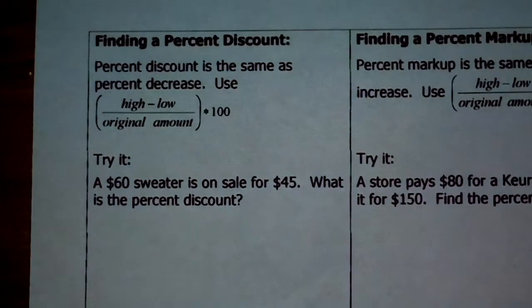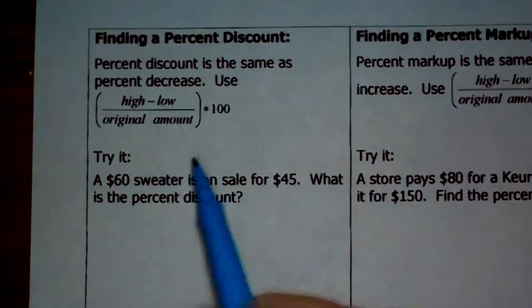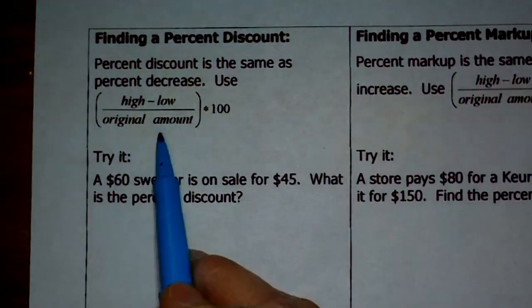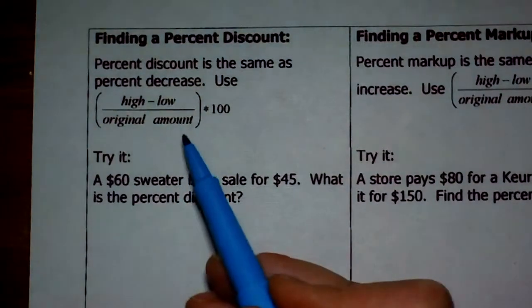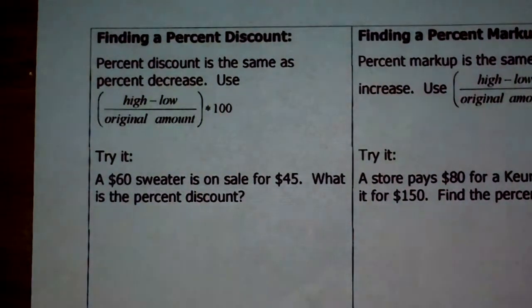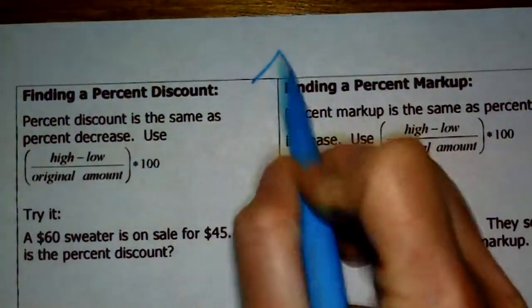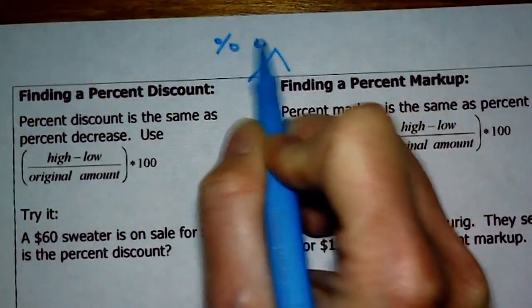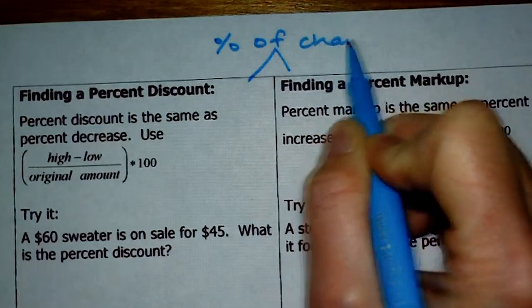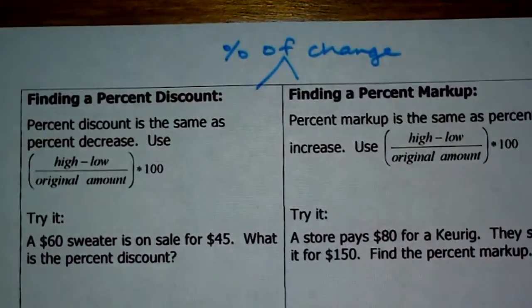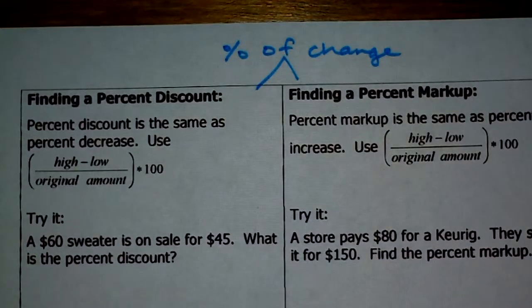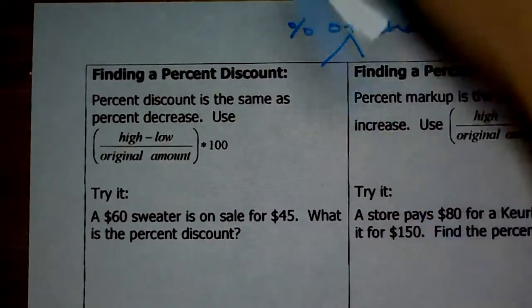So what you're really doing here, I don't know if this formula looks familiar, is high minus low divided by original multiplied by 100. When you're finding a percent discount and you're finding a percent markup, these are both the same thing as finding a percent of change. That's all we're doing. So this is kind of the exact same thing as the previous lesson. It's just going to be worded a little bit differently when you're looking at the math stories for it. Who needs story problems? I prefer math stories.